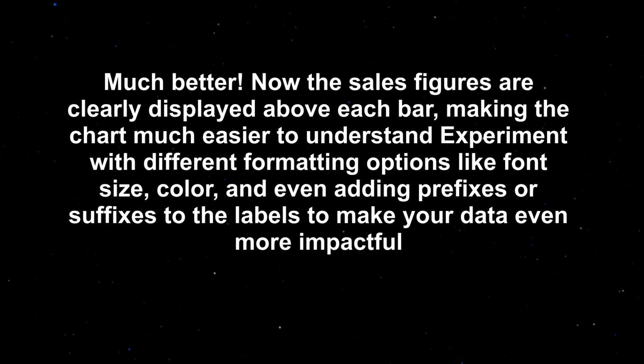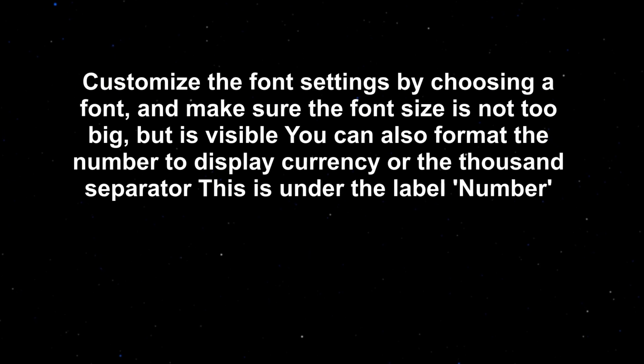Experiment with different formatting options like font size, color, and even adding prefixes or suffixes to the labels to make your data even more impactful. Customize the font settings by choosing a font, and make sure the font size is not too big, but is visible. You can also format the number to display cursive or the thousand separator. This is under the label number.